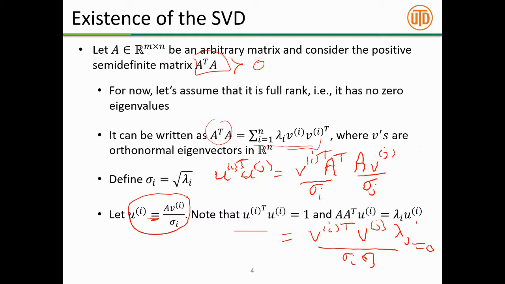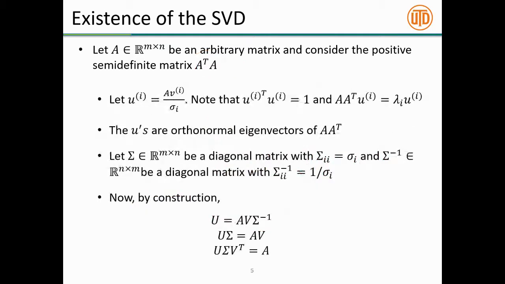Okay, so let's complete the argument. We just proved these three things, 1, 2, and 3. So we proved that the u's are orthonormal eigenvectors of A A transpose. The last thing to do is just a little bit of algebra to rewrite these expressions that we've just constructed in a slightly different way.